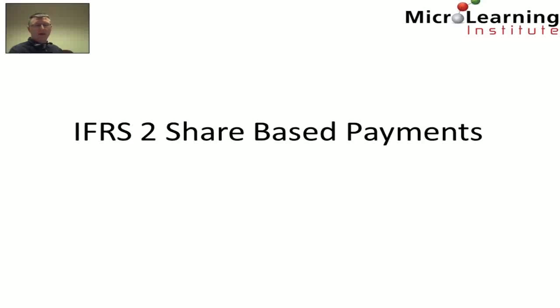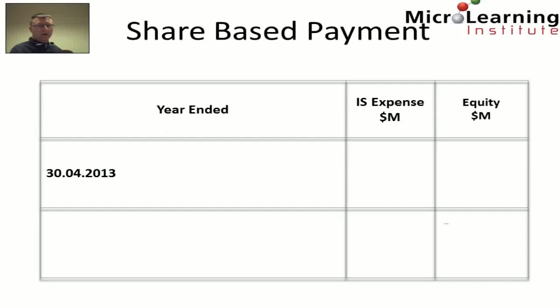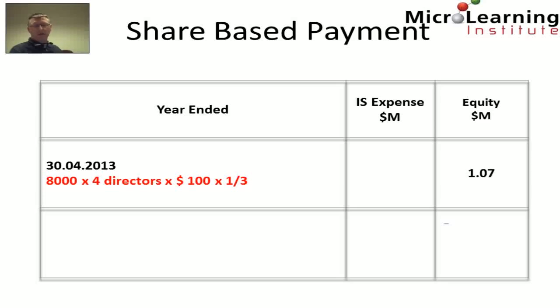Next, we look at IFRS 2 share-based payments. So Marchant, for year ended the 30th of April 2013, recognized 8,000 share options for each and anticipated that 4 directors would avail of these options. The fair value at grant date was $100 per option, and Marchant expected that these options would vest over a 3-year period. So, in line with IFRS 2, Marchant recognized the equity in relation to these share-based payments of 1.07, and of course the corresponding expense to the income statement.